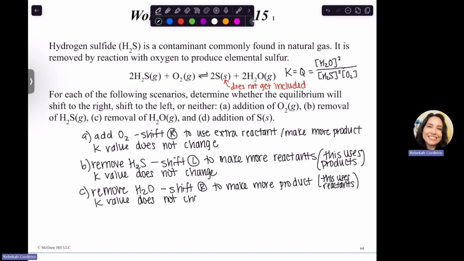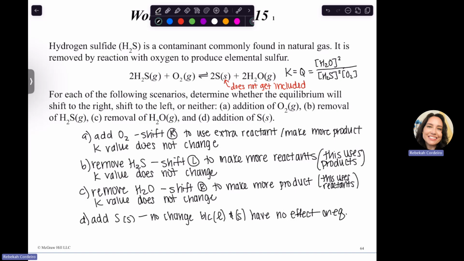There is a situation where the K value changes. I'm just reiterating when it does and when it doesn't change. D, add S. This is a solid, so no change. Liquids and solids have no effect on equilibrium because they aren't in the equilibrium expression. So they're not actually going to change the Q or the K numbers.